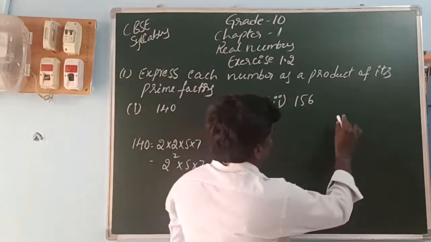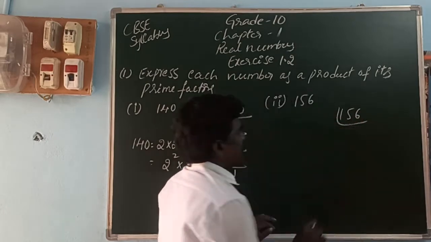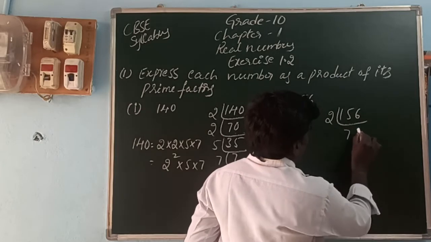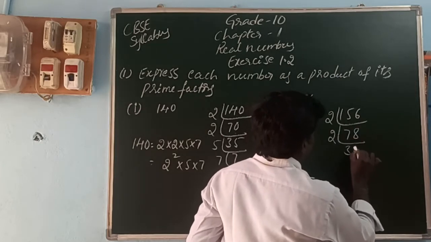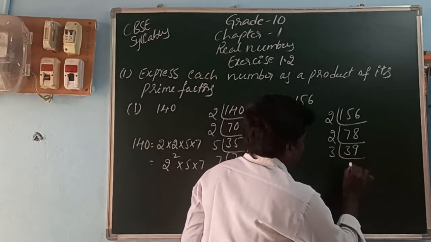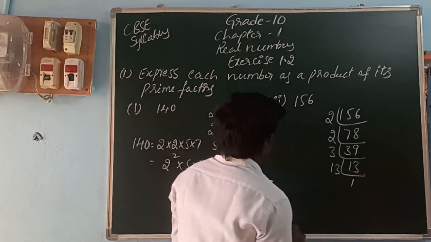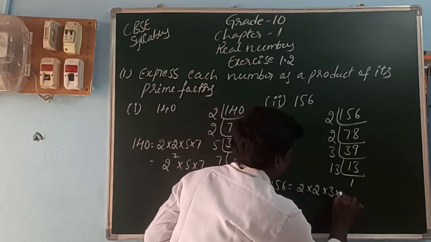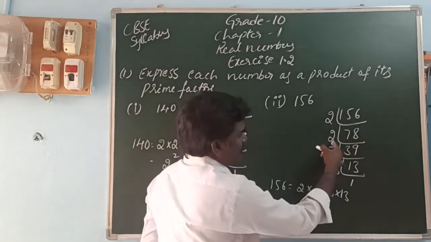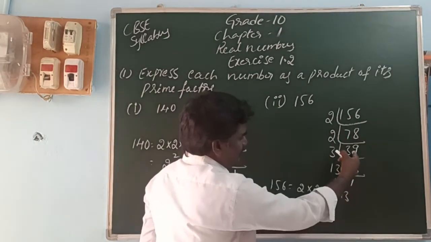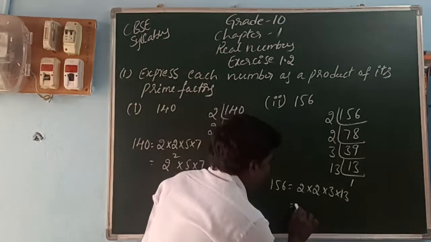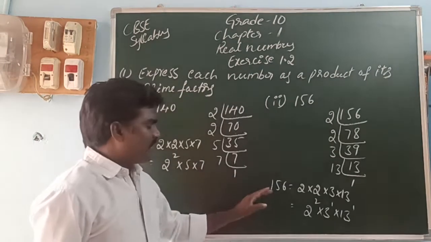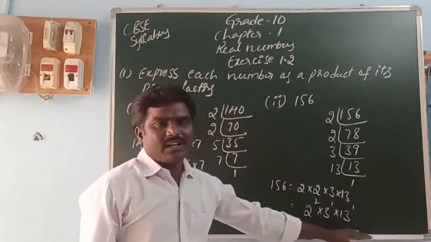Next, 156. So here we divide with the least prime number, that is 2. 2 twos are 4... 2 into 78 is 156, 2 into 39 is 78, 3 into 13 is 39, 13 into 1 is 13. So the 156 we can write as 2 into 2 into 3 into 13. Here 2 is multiplied how many times? 2 times. We can write it as 2 square into 3 power 1 into 13 power 1. So the 156 we can write as a product of prime factors.